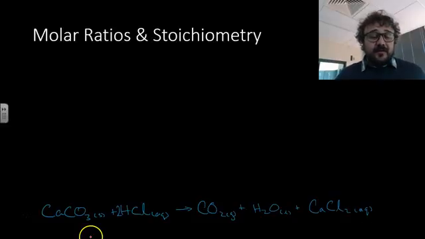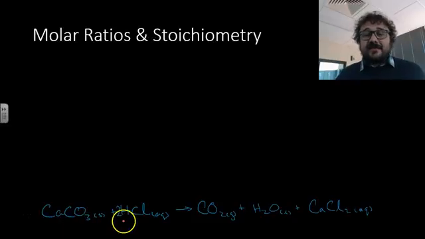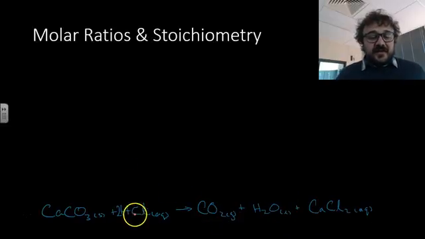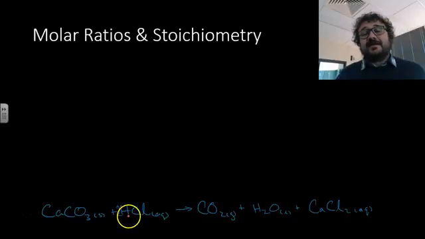As an example, we are going to look at a very common reaction, which is the addition of a carbonate, in this case calcium carbonate, to an acid, in this case hydrochloric acid. And you'll know that that gives us carbon dioxide, water, and a salt. Now you'll also see that this has been balanced. And this is kind of what we're talking about now.